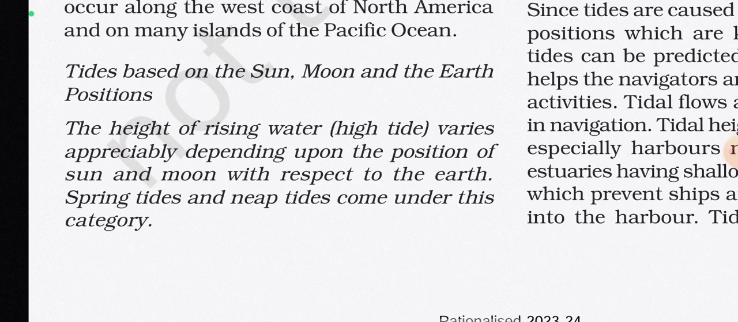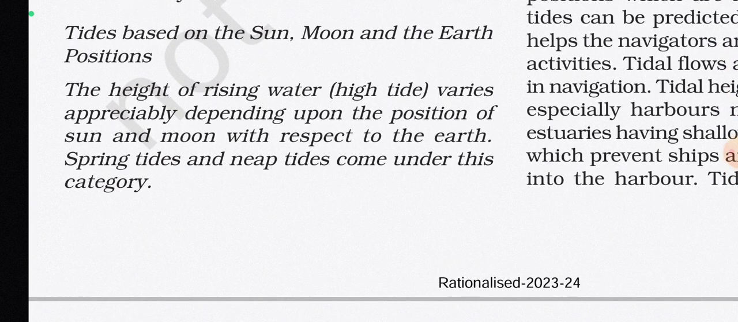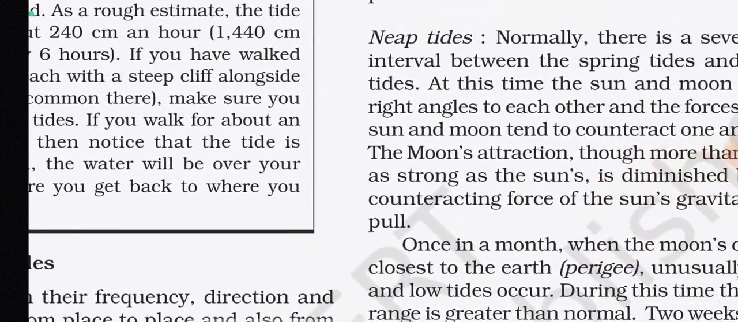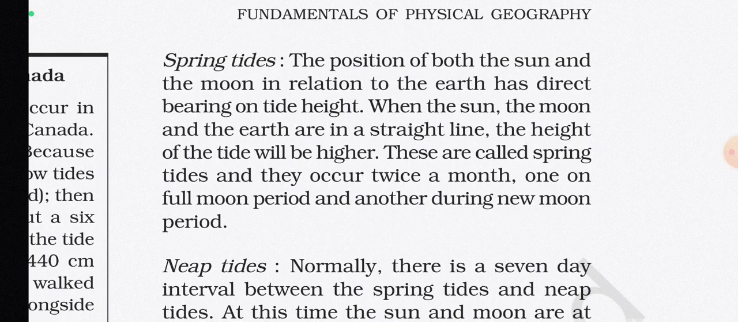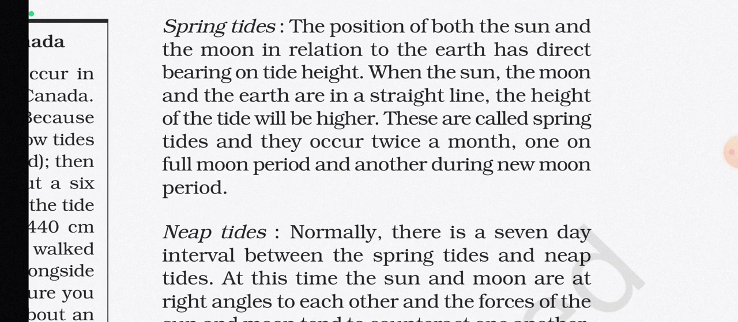Tides based on the sun, moon and the earth position. The height of rising water, high tide, varies appreciably depending upon the position of the sun and moon with respect to the earth. Spring tides and neap tides come under this category. So what is a spring tide? Look, these two things are important. Spring tides: the position of both the sun and the moon in relation to the earth has direct bearing on tide height. When the sun, the moon and the earth are in a straight line, the height of the tide will be higher. These are called spring tides and they occur twice a month, one on full moon period and another during new moon period.